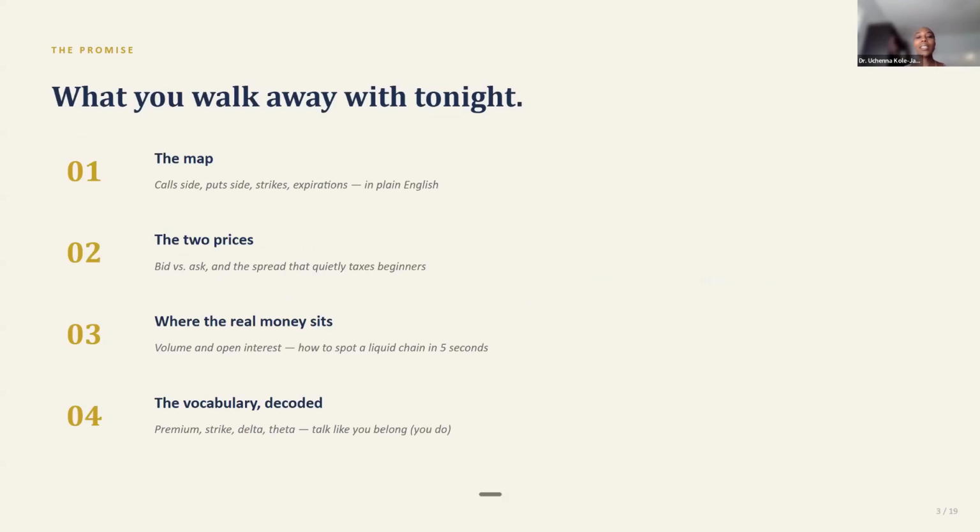What is a bid and ask? And how do I use them? Where do I place my trades? Also, where the real money sits: the volume, the open interest. We're going to be talking about and breaking down all that terminology this evening. The vocabulary decoded: premium, strikes, delta, theta. Talk like you belong, queen, because you do.